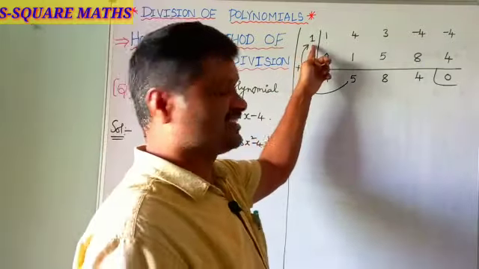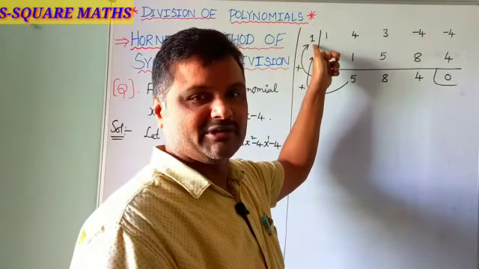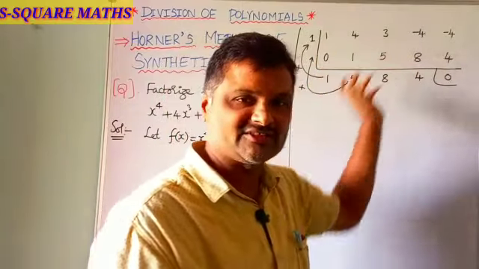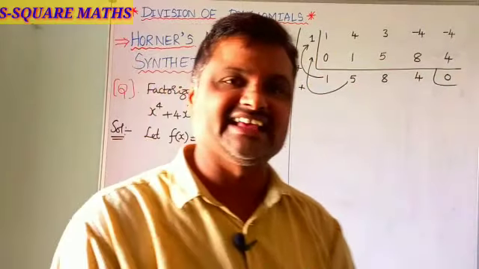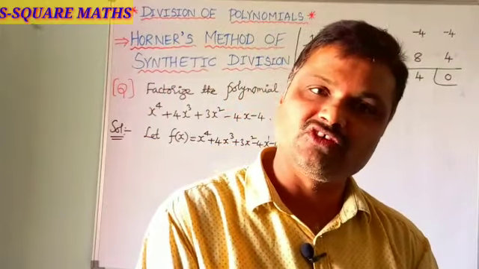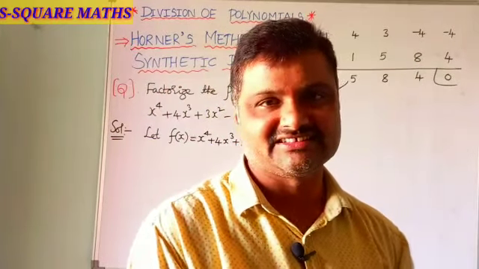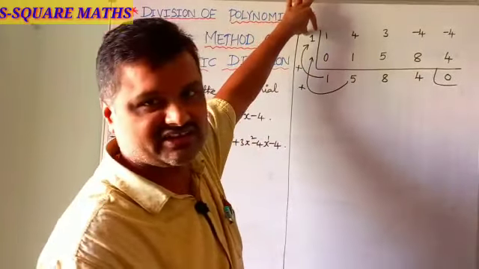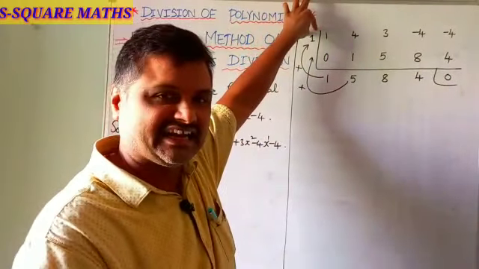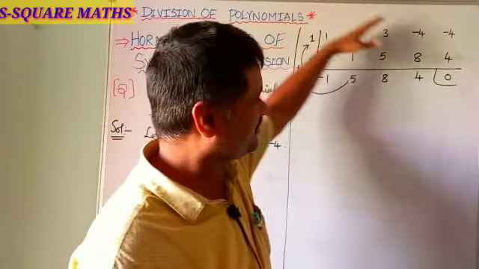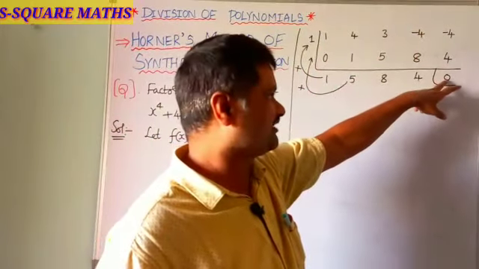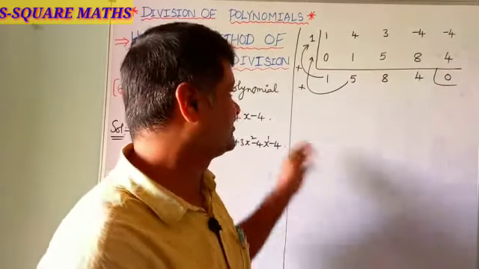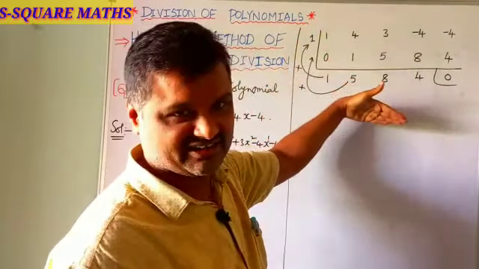Since I have taken 1 as the zero of the polynomial and the multiplier factor is x minus 1, I got 0. Therefore, x minus 1 will be treated as a factor of our given f of x. If it is not equal to 0, whatever value we consider as a zero will not be the zero of this polynomial. So the remainder should be equal to 0. This is the first step of Horner's method of synthetic division. First level is completed.